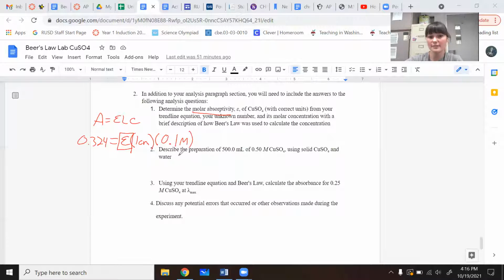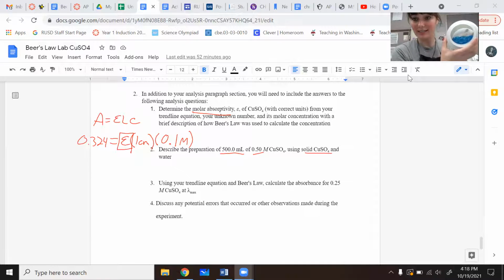Now, some of you were struggling with this one. Describe the preparation of 500 milliliters of a 0.5 molarity copper 2 sulfate solution using solid copper 2 sulfate and water. So imagining for a second, I have solid copper 2 sulfate, which I absolutely do. It's in the back. In fact, I'm going to show it to you briefly. So this is solid copper 2 sulfate pentahydrate.